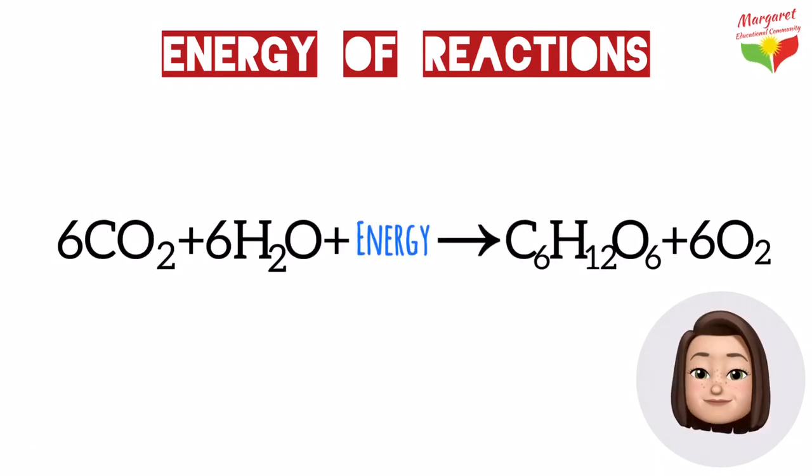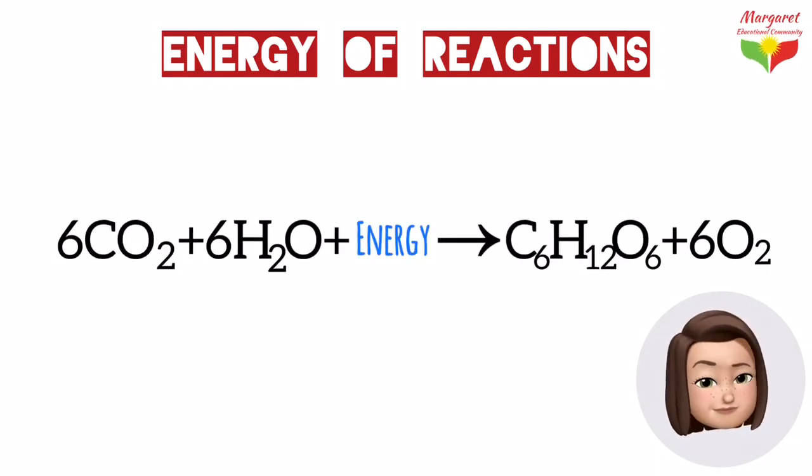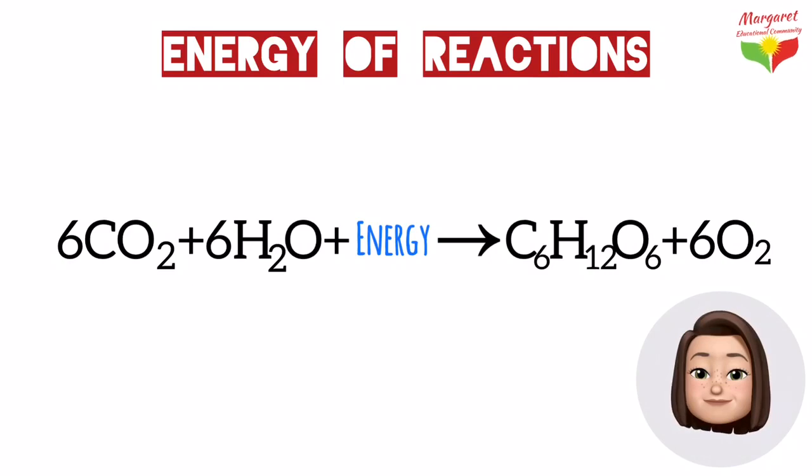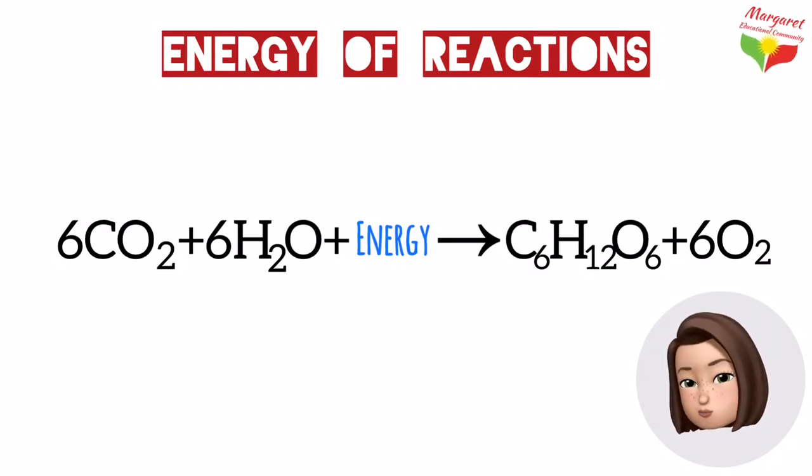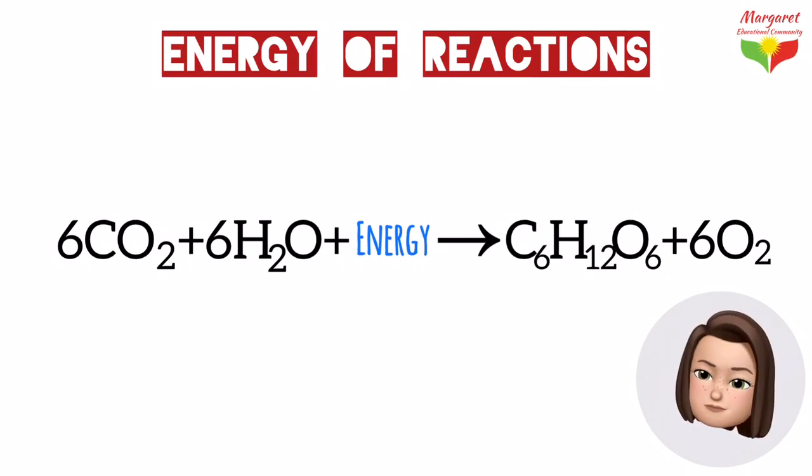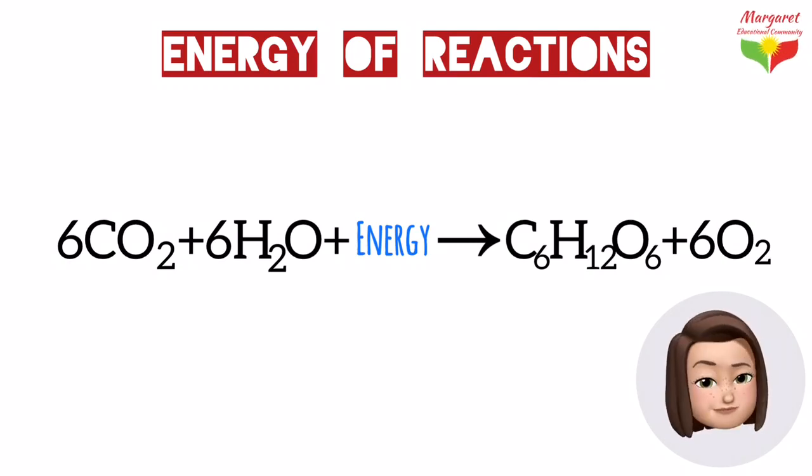Another common example of an endothermic reaction is photosynthesis. In photosynthesis, the energy of sunlight is used to form sugar and oxygen from carbon dioxide and water.